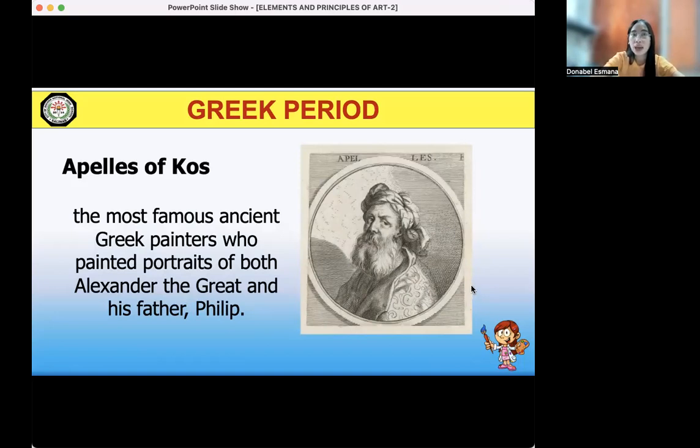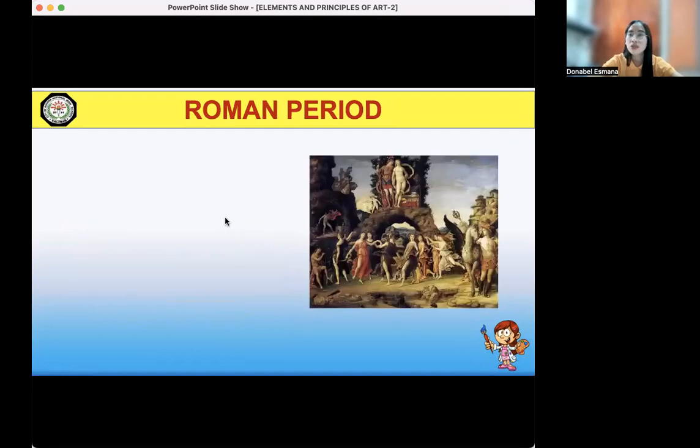Well, hindi na document. Pero during the Greek period, this is the most famous ancient Greek painter who painted several myths and legends and portraits of both Alexander the Great and his father Philip. And this is Apelles of Kos. All right? Tandaan, he is the most famous ancient Greek painter. Alright, siya po ang nagdrawing ng portrait ni Alexander the Great at ng kanyang tatay na si Philip. Alright, so much for Greek period.